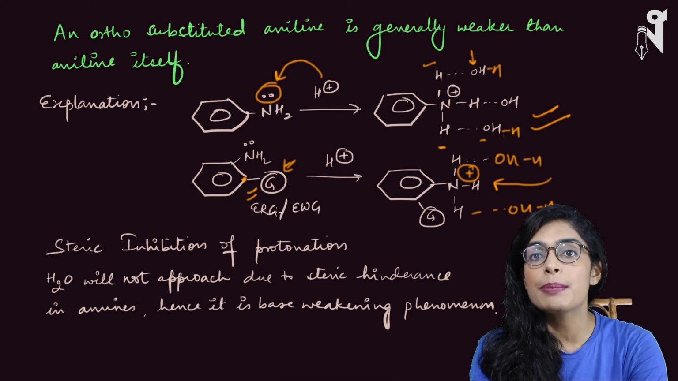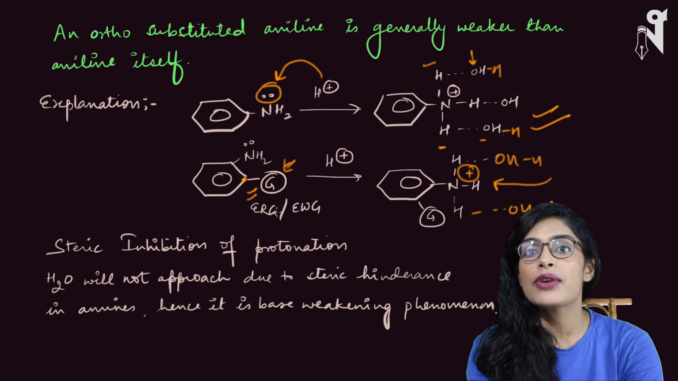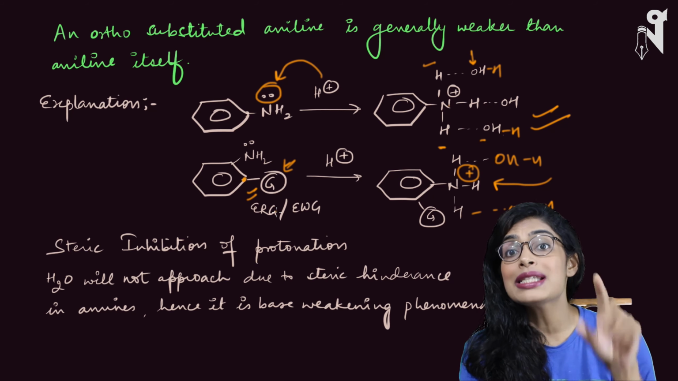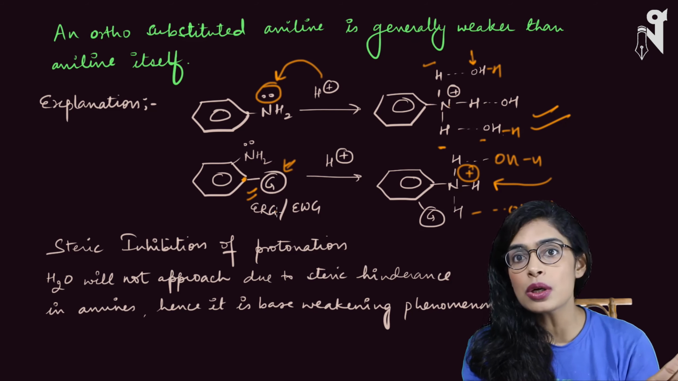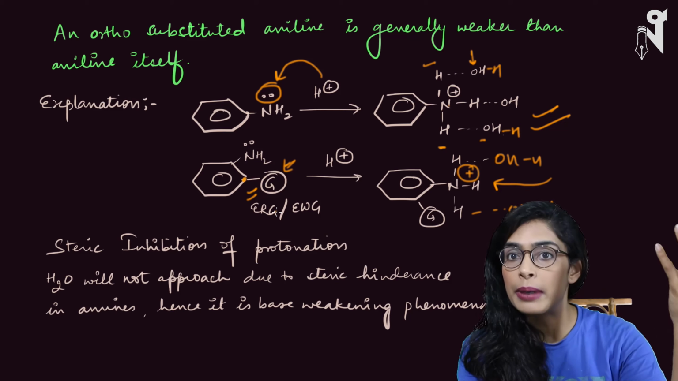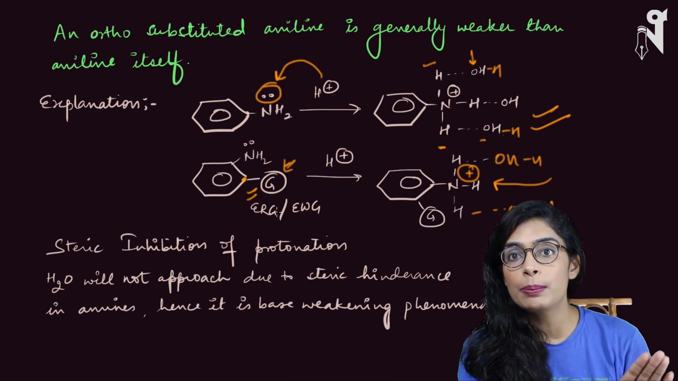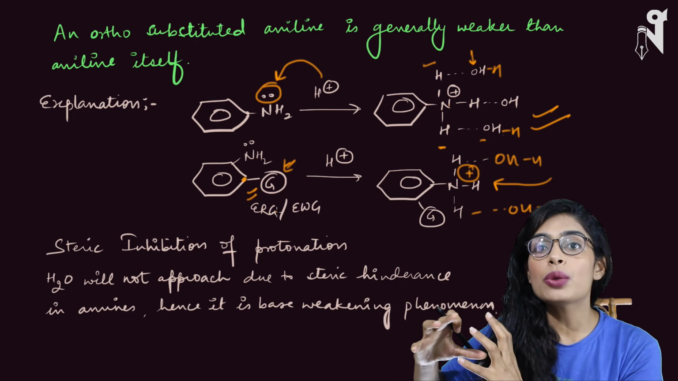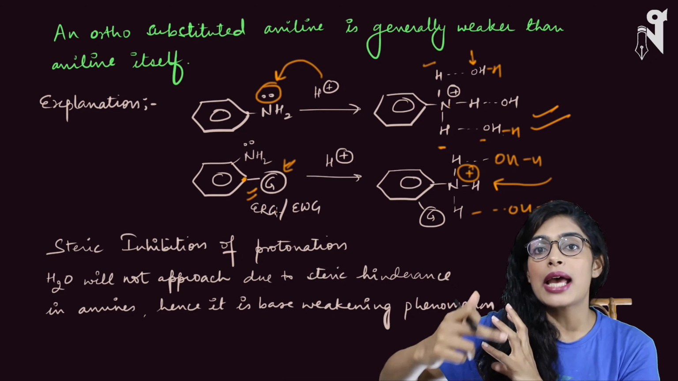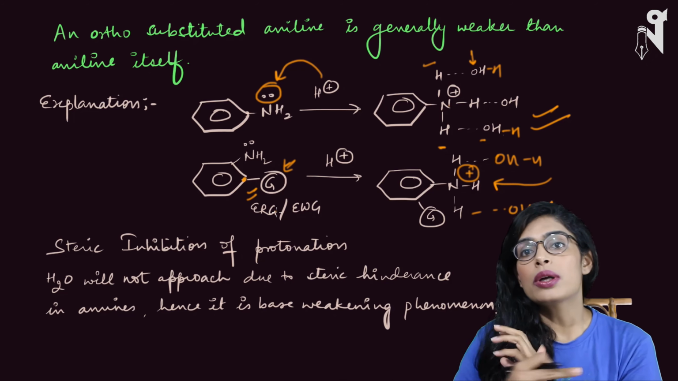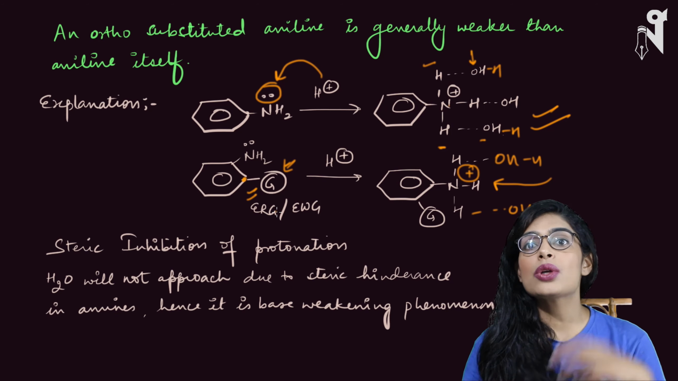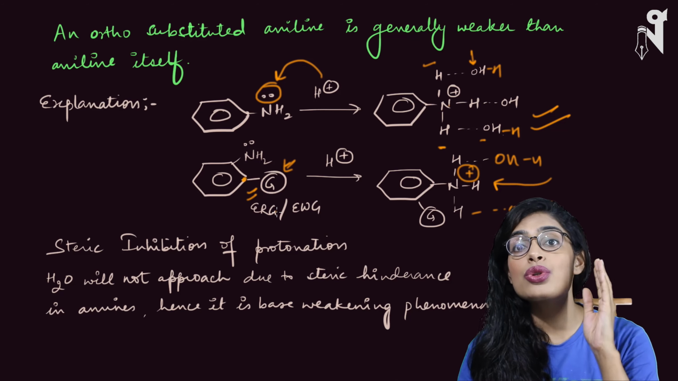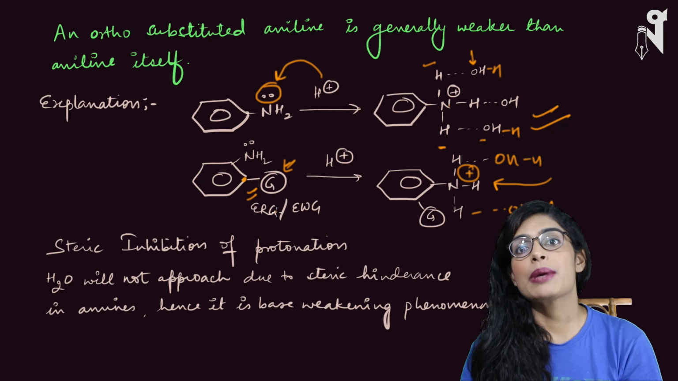This is called SIP, steric inhibition of protonation, which is very similar to steric inhibition of resonance. In case of steric inhibition of resonance, resonance stops. Here resonance is not stopping. Here the molecule is not going out of the plane. NH2 is not going out of the plane. The only thing is, because of any bigger group present in the ortho position, entry of Lewis acid or H plus or water is getting restricted, and hence your nitrogen, even after having the electron density, is not able to show its basic strength or its basic property.